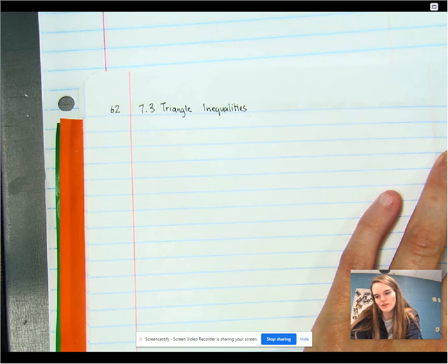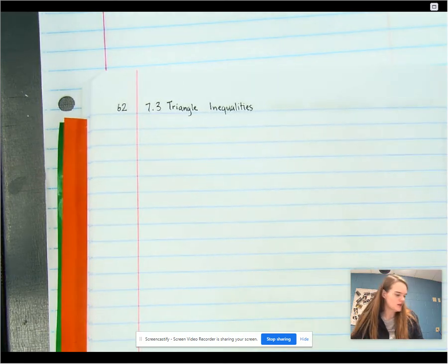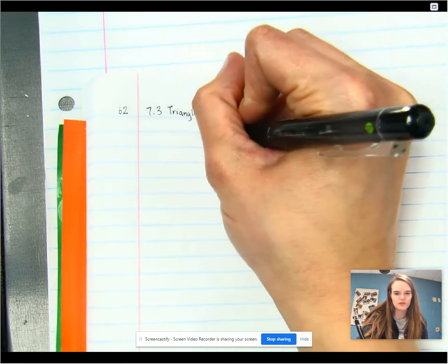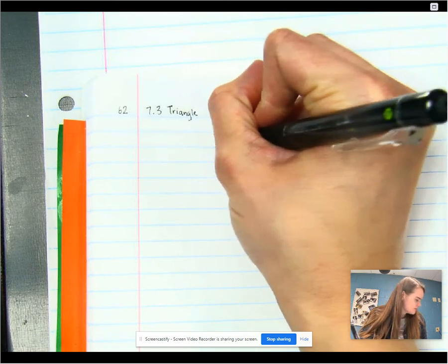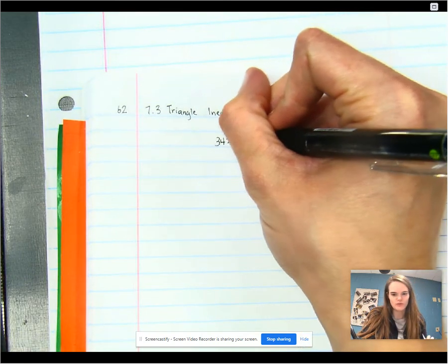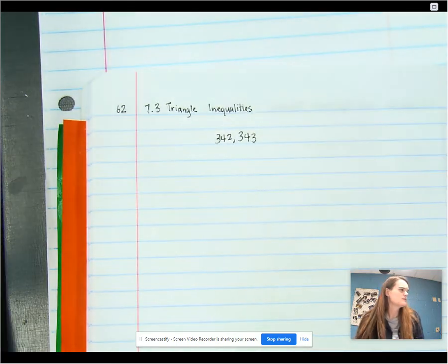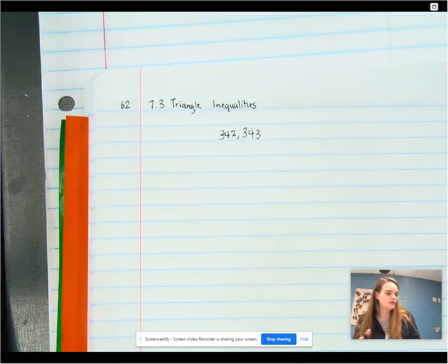Once you have the title written, you're going to tear some pages out of your textbook, so there's no foldable today. Okay, so you need to tear out 342 and 343. Tear those two out, and we're going to start cutting from them.